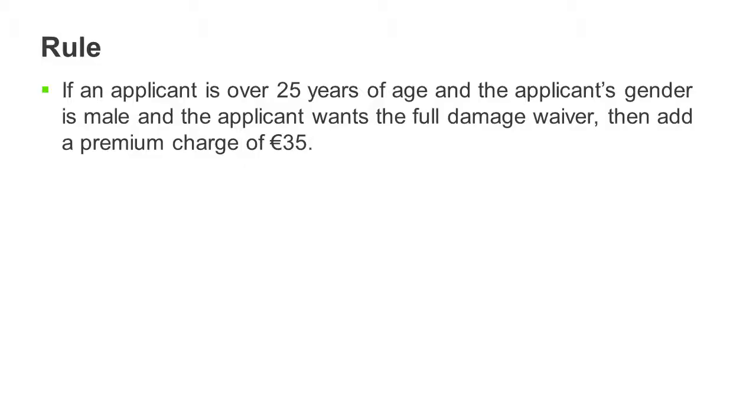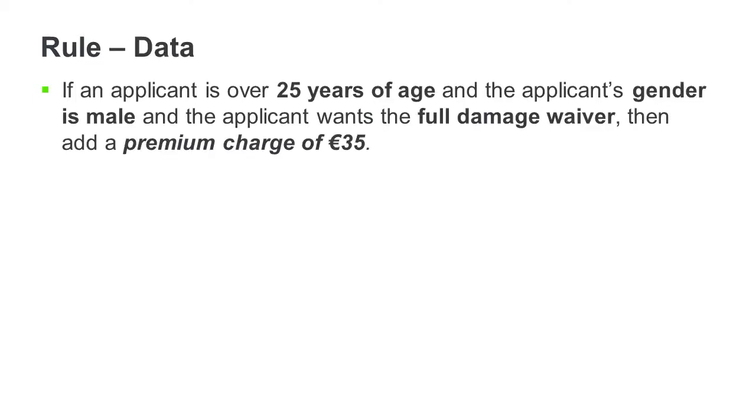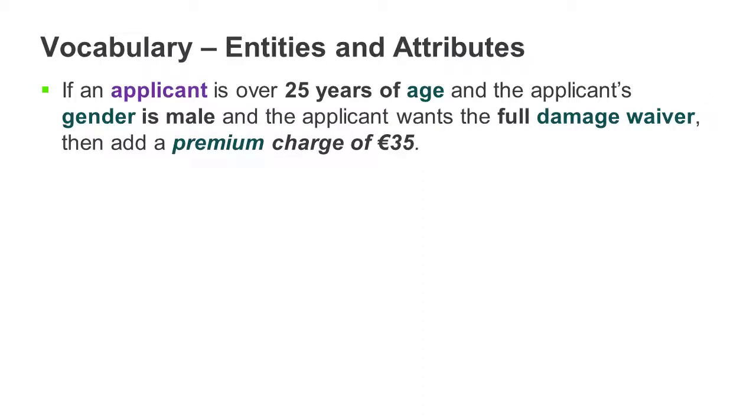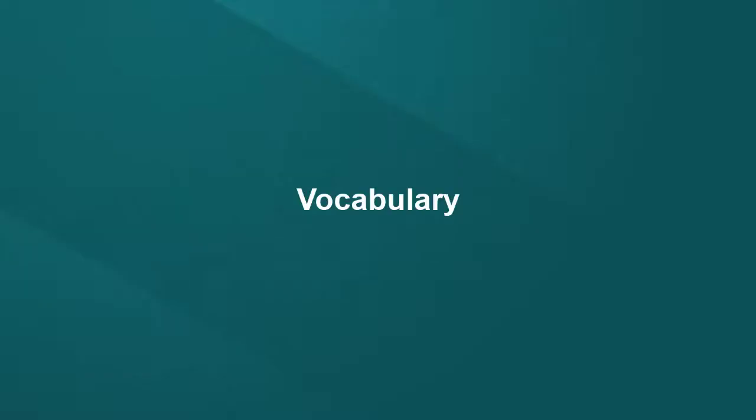Here is one of the many rules used to decide an additional fee for insurance. Data is required to make a decision, and data is also required to act on that decision. The vocabulary defines the data as entities and attributes. Entities tend to be nouns, in this case applicant, and attributes provide descriptive information about the entities, in this case age, gender, damage waiver, and premium.